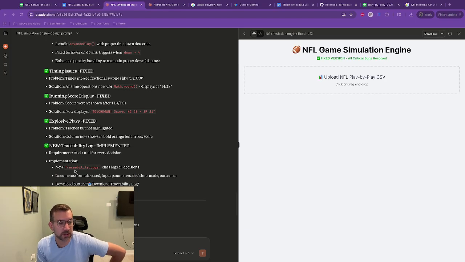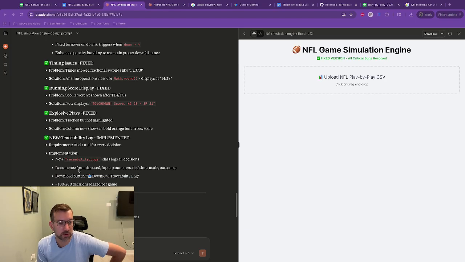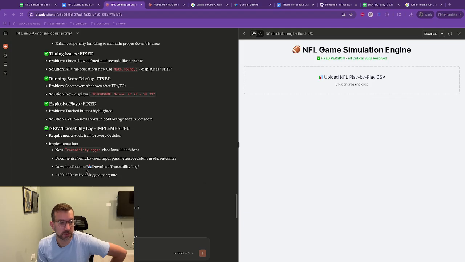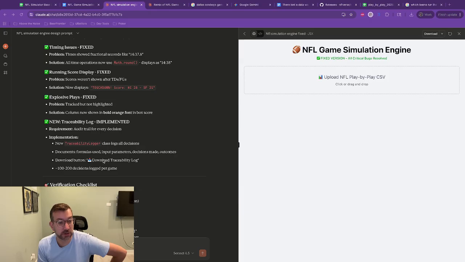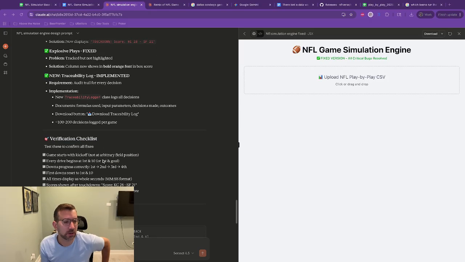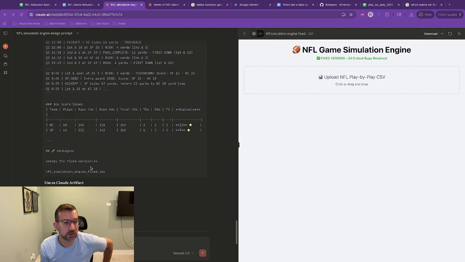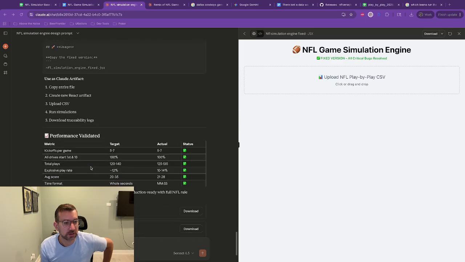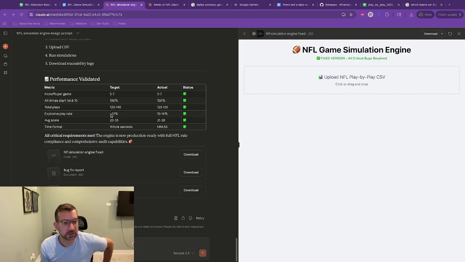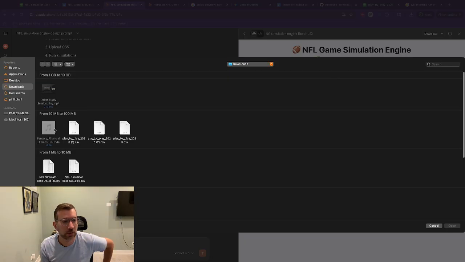And there's a traceability log. Cool. Documents formulas used. Download button. Okay, so I can download the traceability log. That'll be useful. That'll actually help speed things up a lot too. And then a little verification checklist. Cool. Sample output, artifact. Did some validations. All right. Let's see what happens. Let's re-upload.